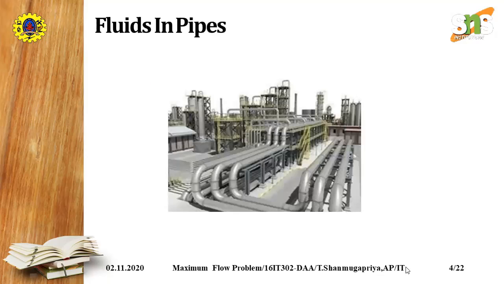The next example is fluid in pipes. What is the maximum flow in a pipe? Based upon the size of the pipe, the flow will vary. If the maximum size only allows 10 liters to flow, we can't make it 12 liters through this.